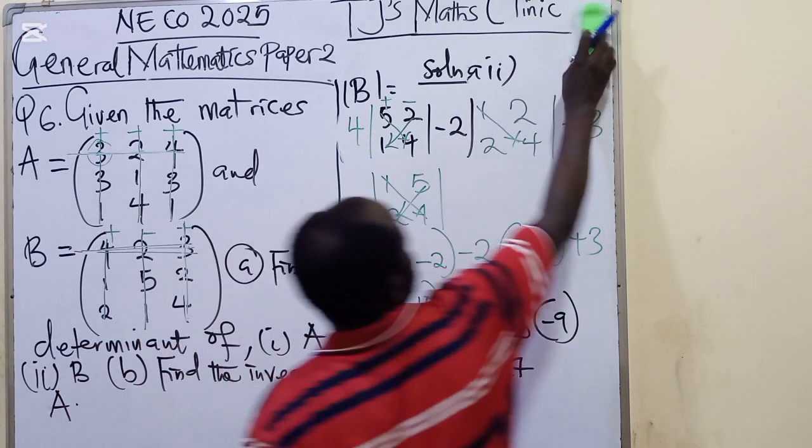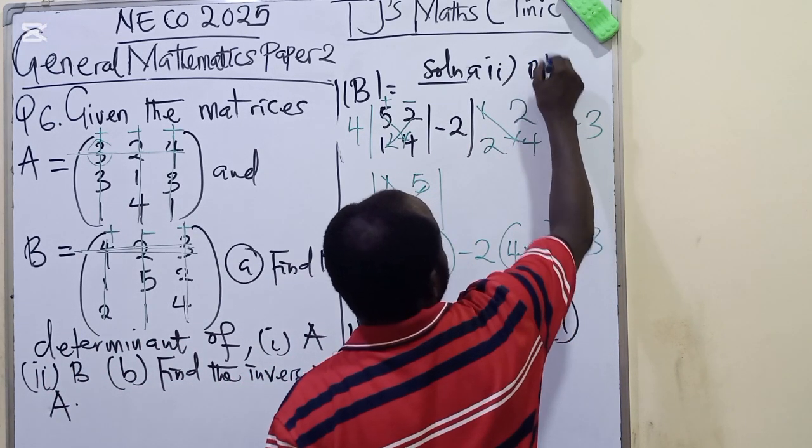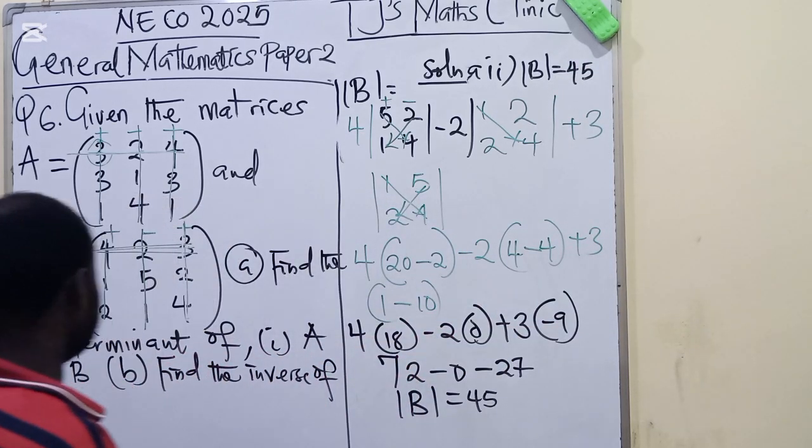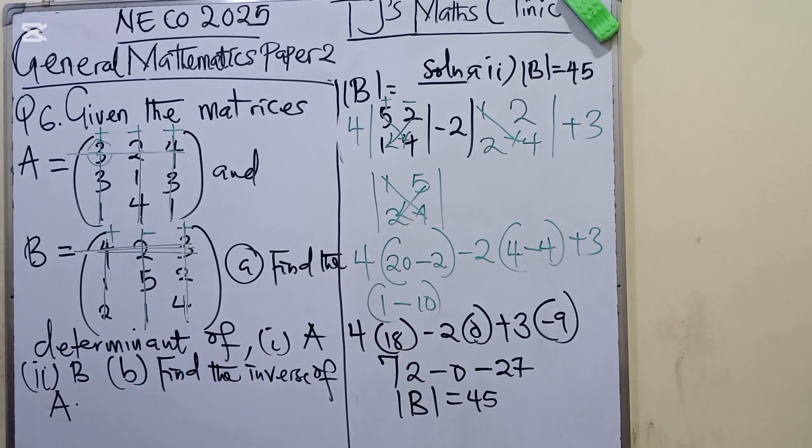Let me write it here. The determinant of B is 45. Very important. So we are through with Roman numeral 2. Let's quickly move to B.